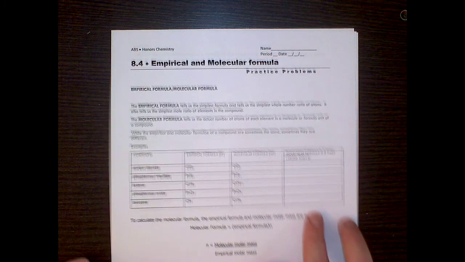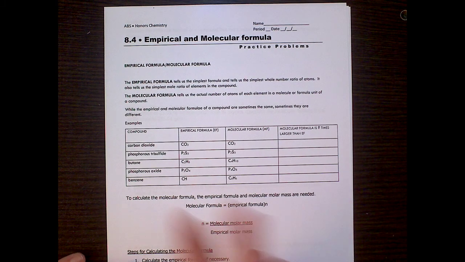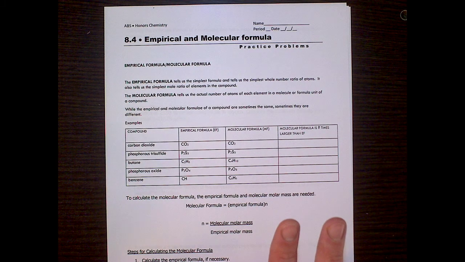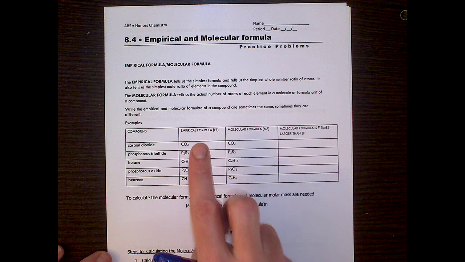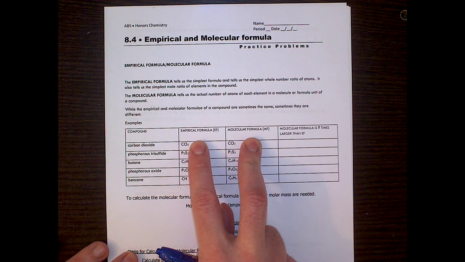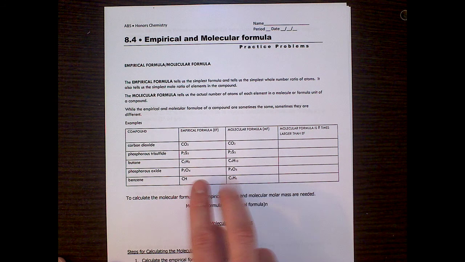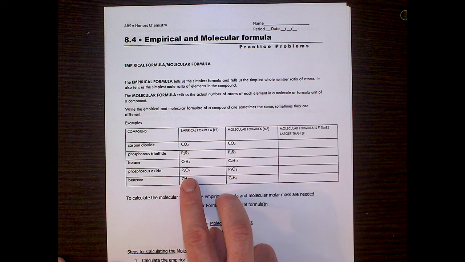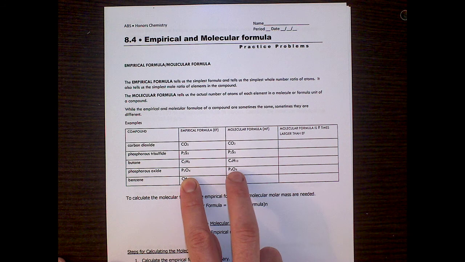So I'm going to walk you through this. Before we do that, let's first review empirical and molecular formulas real quick, okay? The empirical formula and the molecular formula are related. The empirical formula is the simplified version. I'm going to skip down to this one right here, phosphorus oxide. We see the empirical formula here is P2O4, okay? So this is the simplest ratio.